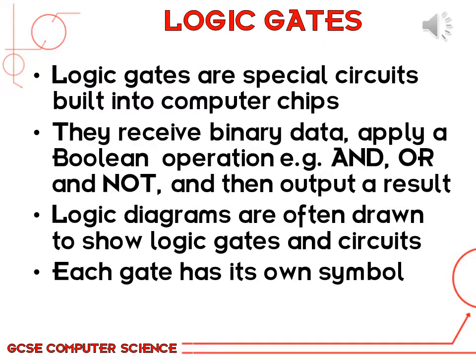So logic gates are special circuits that are built into computer chips. They can only receive binary data and apply a Boolean operation. For example, you've got an AND, OR and NOT, which are going to be the 3 that you have to look at for GCSE. Then they will output a result based on certain conditions. You use these things called logic diagrams, which are often drawn to show logic gates and whole circuits. Each of the different gates that you need to do has got its own little symbol.